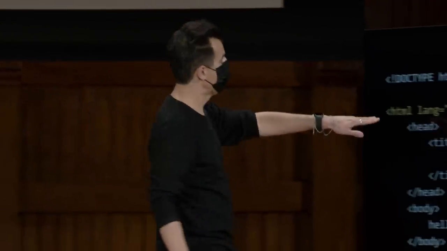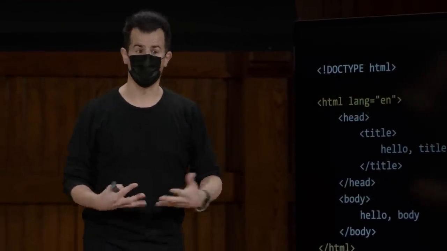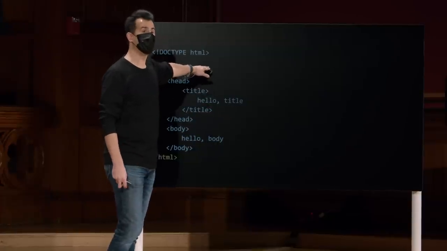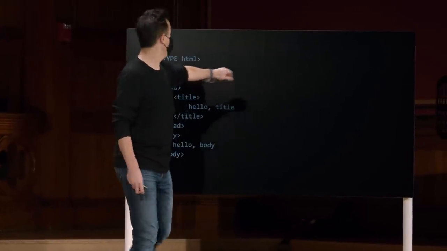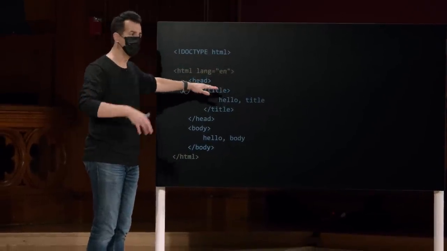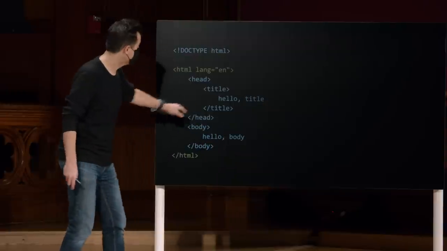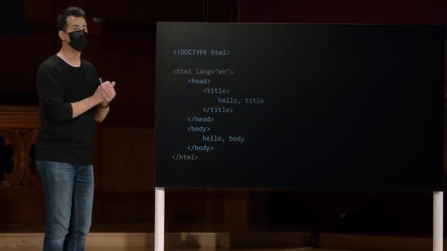Because what is this thing here? Lang equals quote unquote en means the language of my page is written in the English language. The humans have standardized 2- and 3-letter codes for every human language right now. And so this is just a clue to the browser for like automatic translation and accessibility purposes, what language the web page itself is written in. Not the tags, but the words like hello title and hello body, which while minimalist are indeed in English.